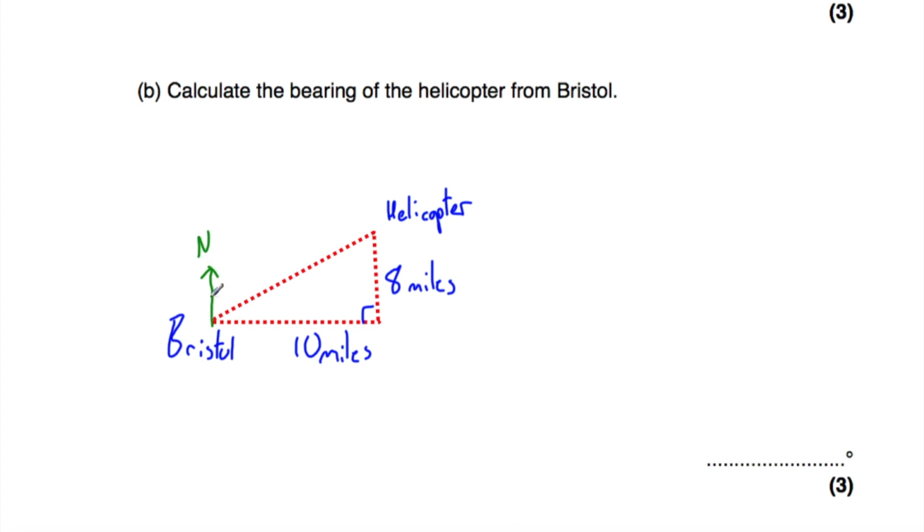And remember, the bearings are measured clockwise from north. So if we just go clockwise from the north line to the line that joins Bristol and the helicopter, then if we find the size of that angle, that'll help us find our bearing. So we need to find the size of this angle here.